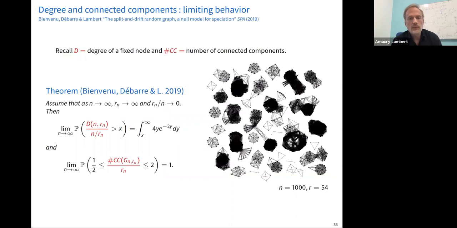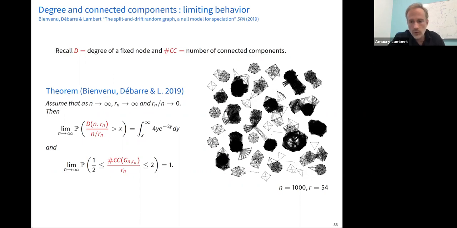So if D stands for the degree of a fixed node and CC for the number of connected components in the graph, what we obtain is that, as n goes to infinity, R goes to infinity and R over n goes to 0, indeed, D rescaled by n over R converges in distribution to a size-biased exponential variable with parameter 2. We also obtained an explicit formula for the law of D for fixed n and R. And we obtained the tightness, not the convergence, of the number of connected components divided by R.